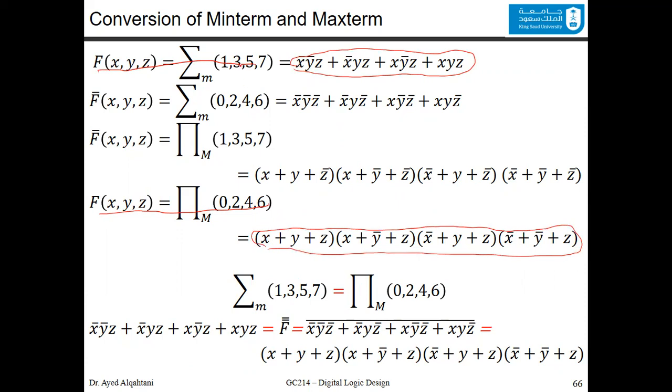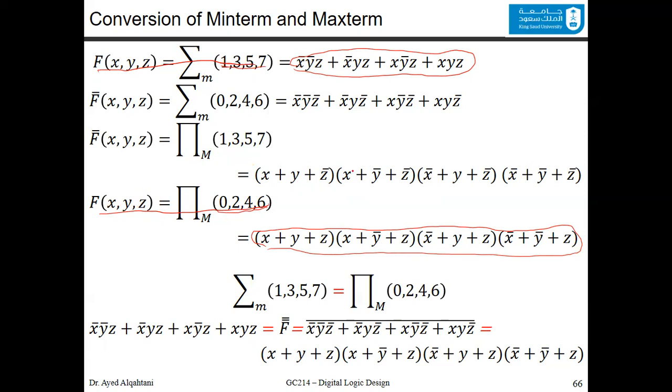And here's the beauty about it. We can easily get this by changing the summation to product, minterms to max terms, with the indexes, if they are here, 1, 3, 5, and 7, there will be the ones that are not listed, which is 0, 2, 4, and 6. Don't forget, we have 3 variables. So all the indexes that we have is from 0 to 7.